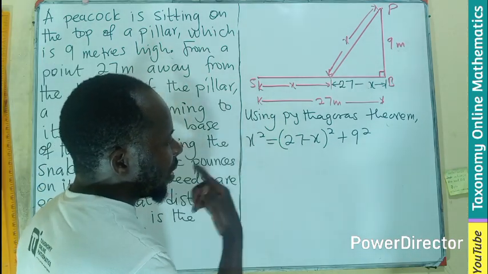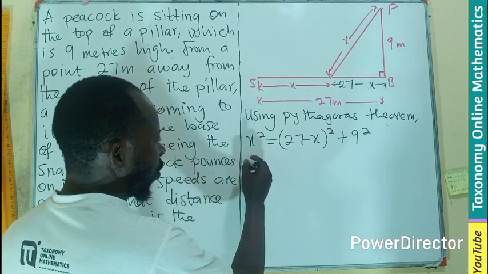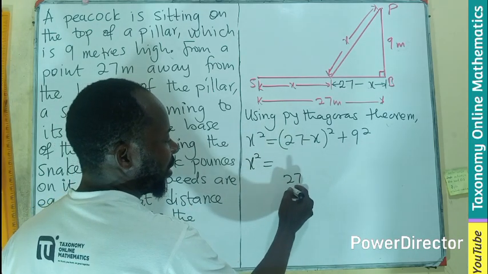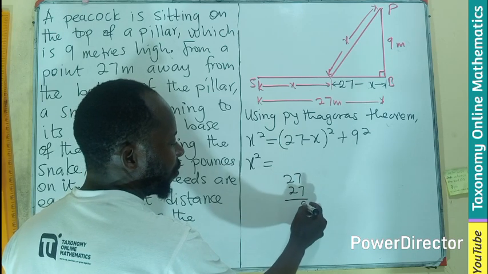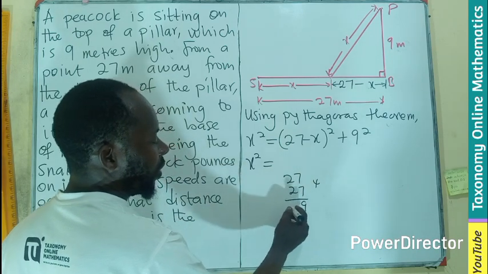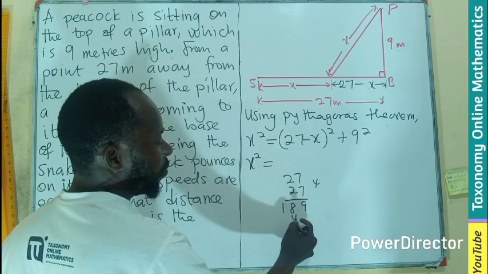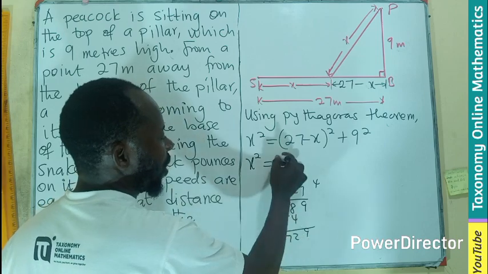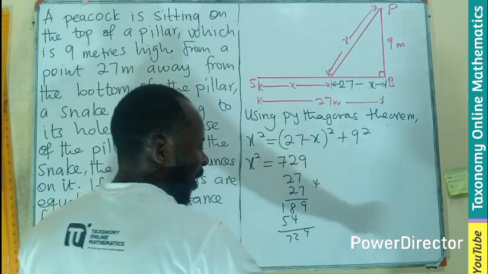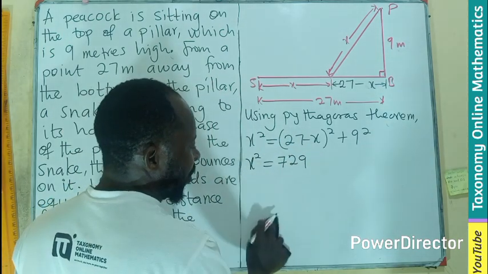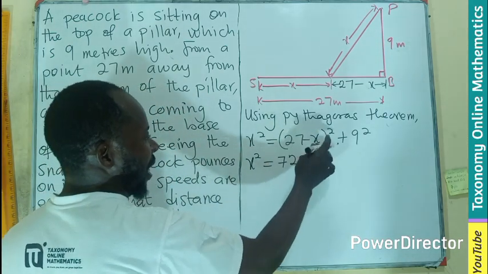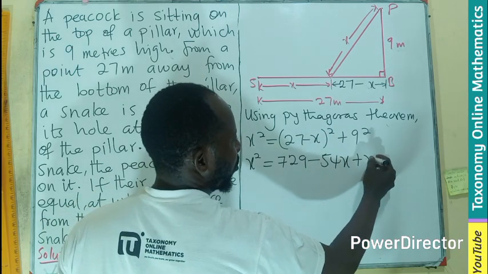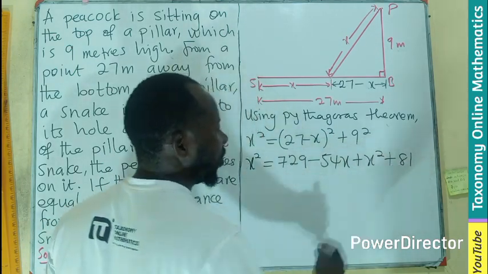So we must expand this bracket. We maintain our x squared. This is going to be 27 times 27. So we have 729 as we square our 27. Twice their product, that is minus 54x, square the last, plus x squared plus 81.